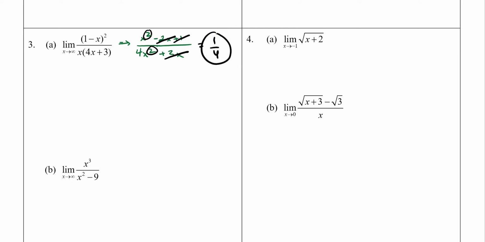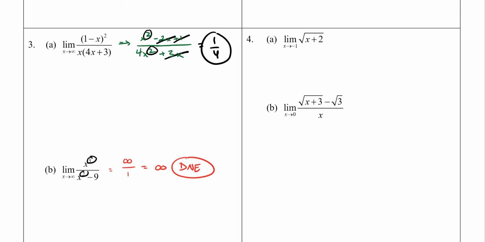Part B down here, I've got x cubed over x squared minus 9. As x goes to infinity, so since x is going to positive infinity, and once again I'm looking at my powers, 3 and 2, similar to number 2, but this time the top is going to grow faster than the bottom. So at some point I'm going to get some really ridiculously large number over something smaller than that, like infinity over 1, which means that this graph just goes to infinity, which tells me that the limit does not exist.